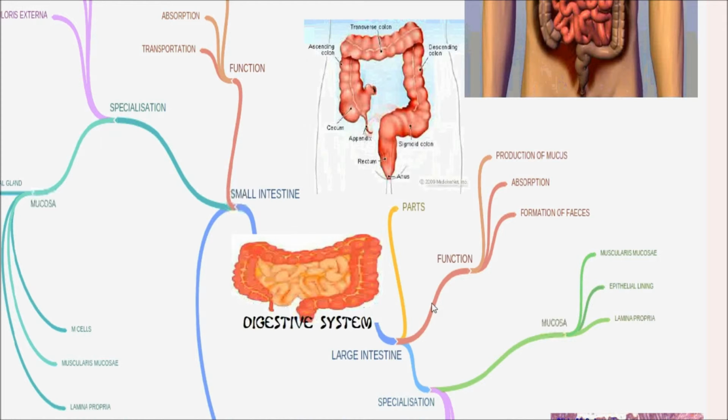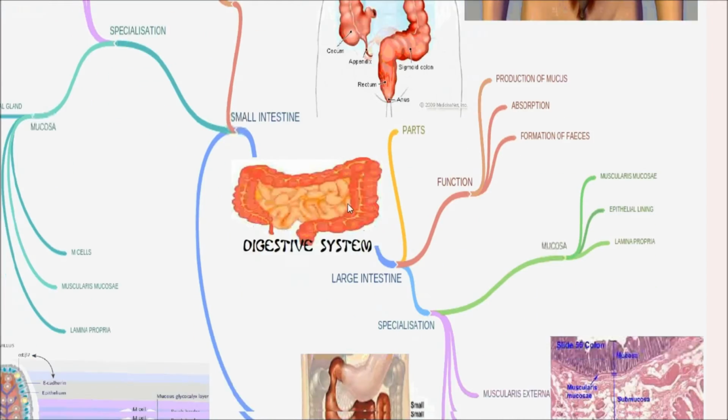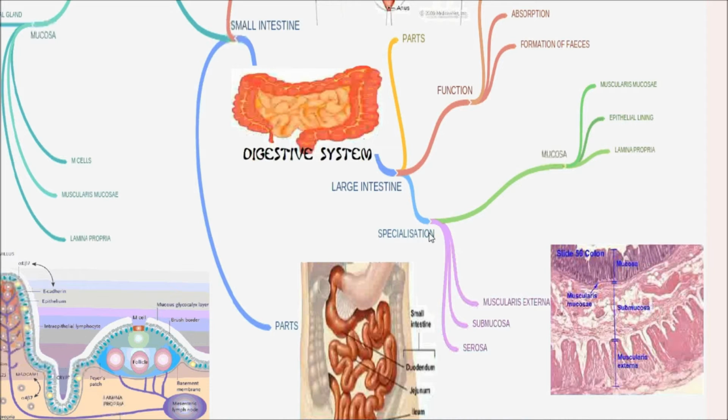The large intestine can be divided into three parts. Firstly is the cecum, second is the colon, and the last part is the rectum. For the specialization, the large intestine consists of four main layers, which are the mucosa, submucosa, muscularis externa, and serosa. The large intestine has a mucosa with no plicae except in its distal rectal portion.